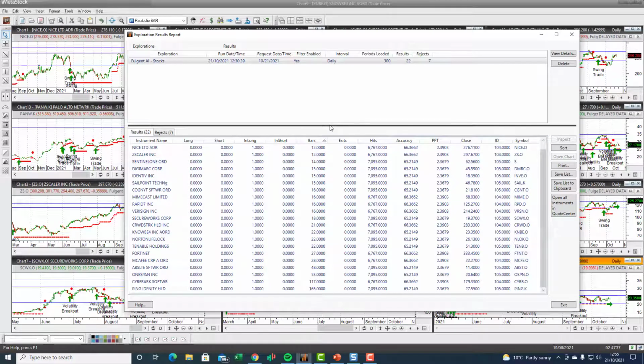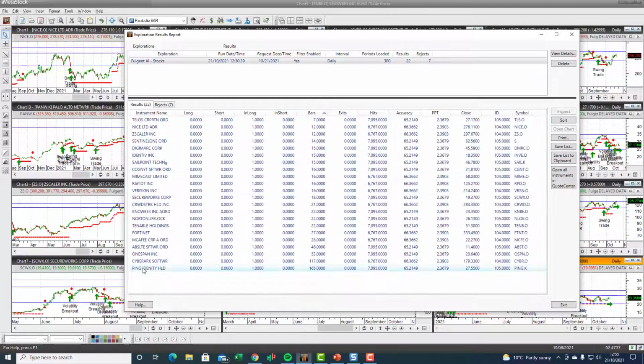But here's the complete list. There were a few rejects, but these are all the ones that the AI is currently in a long and tells you how old the particular trade is, as well as the accuracy and trading statistics and average profit per trade. So fantastic trading statistics using artificial intelligence.